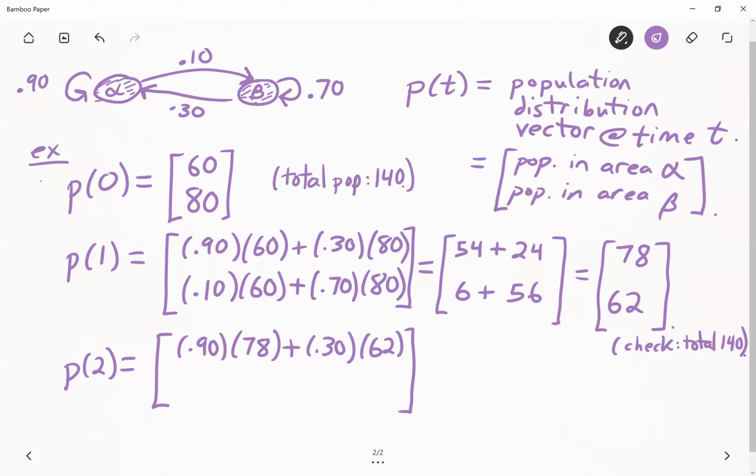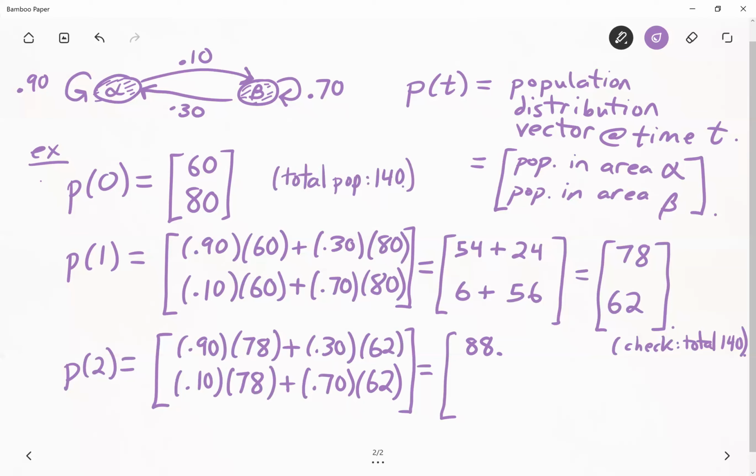Then to calculate year 2's beta population, we get an influx of 10% from region alpha, plus 70% stays put in region beta. Now this time, you might notice that the values are not going to be whole numbers, which presents a problem because you can't really have a fraction of a bird migrating from one region to another. So instead, we'll just think of this as an approximation. Right? And I did the math on a calculator in this case.